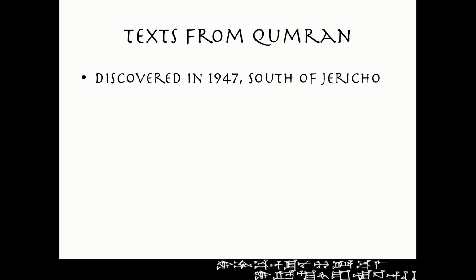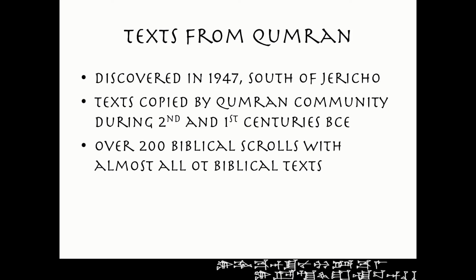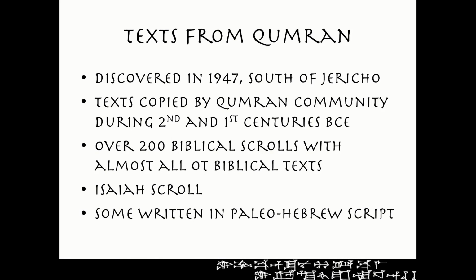Now, the texts from Qumran. They were discovered in 1947, just south of Jericho, in the Judean desert. The texts were copied by the Qumran community during the 2nd and 1st centuries BCE. There were over 200 biblical scrolls, with almost all of the biblical texts from the Old Testament. The Great Isaiah Scroll comes from Qumran, and some of these texts were written in the Old Paleo-Hebrew script.